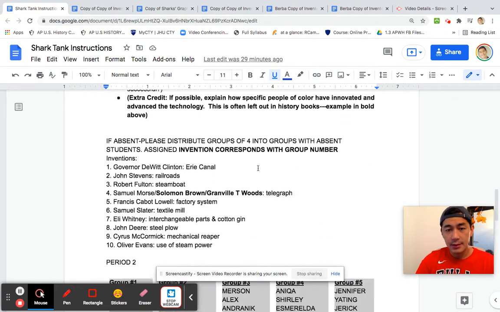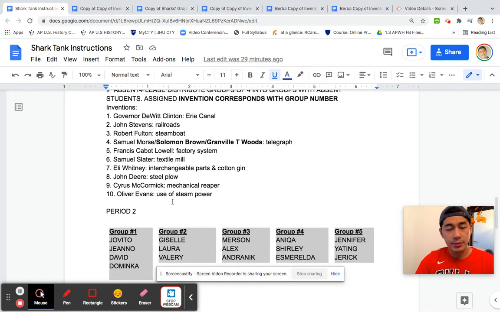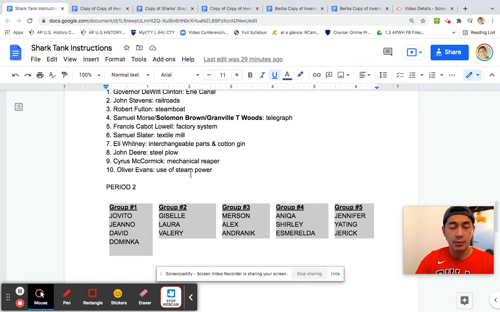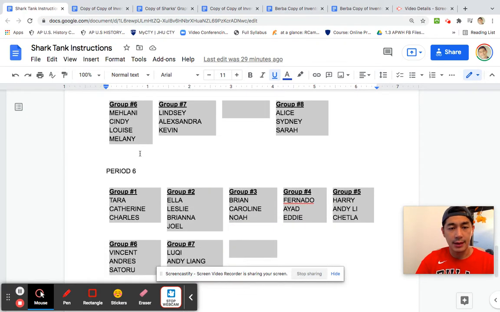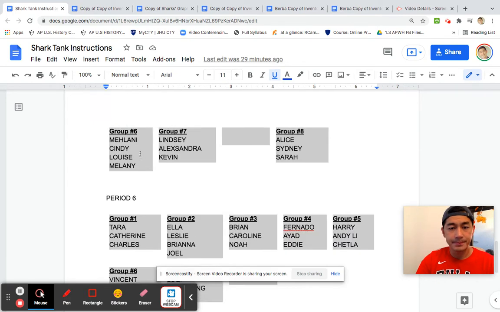So, here are our groups. You'll notice that the way I've done this is you will have the numbers here on the left margin. That's going to correspond with your group number. So, for example, Javito, Giano, David, and Dominica, you are going to use the Erie Canal. Giselle, Laura, and Valerie, you are going to be the railroad. So, the group number corresponds with the invention. Same thing with period 6 as we have here. So, keep that in mind.